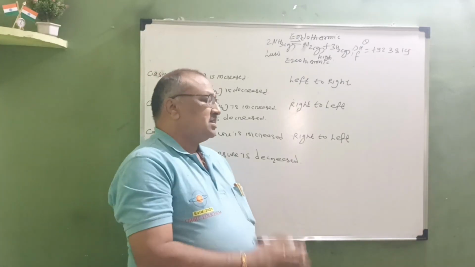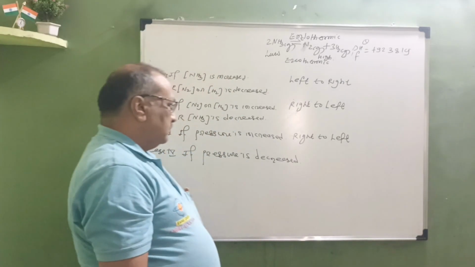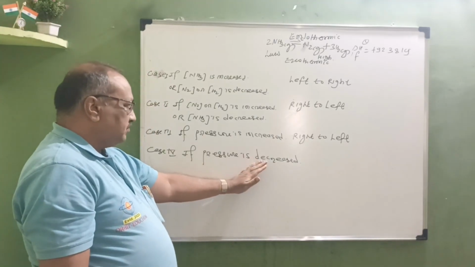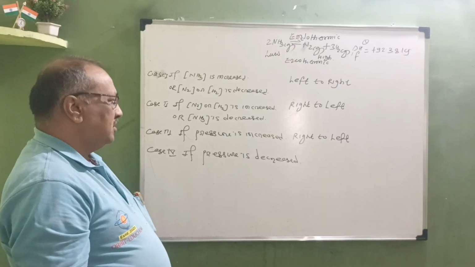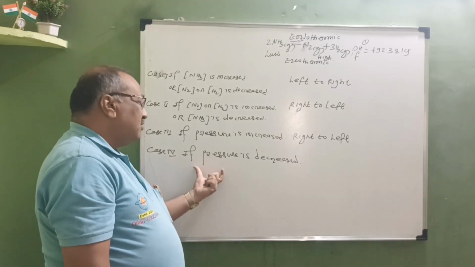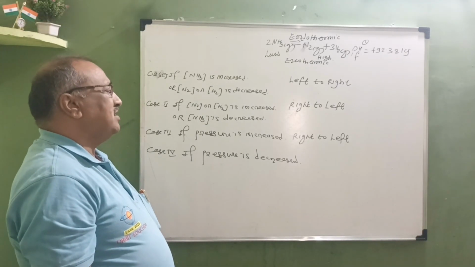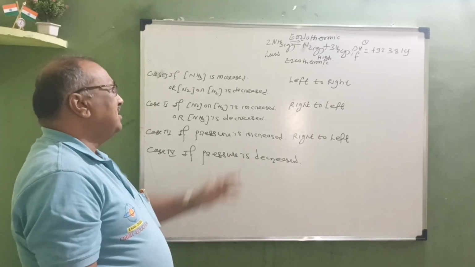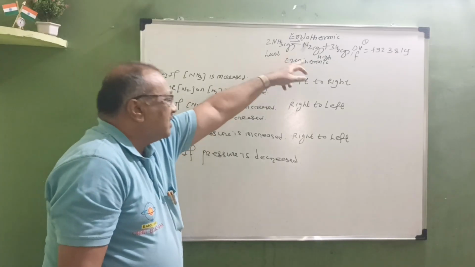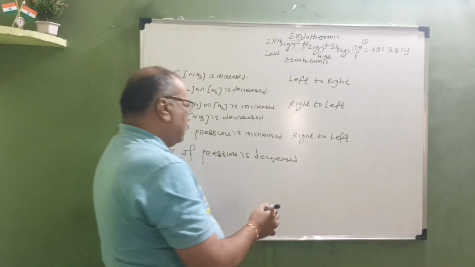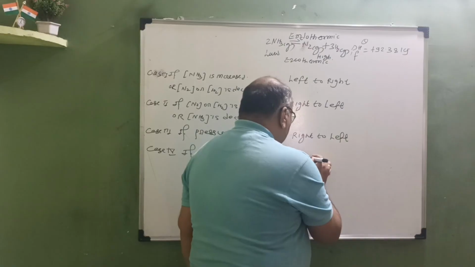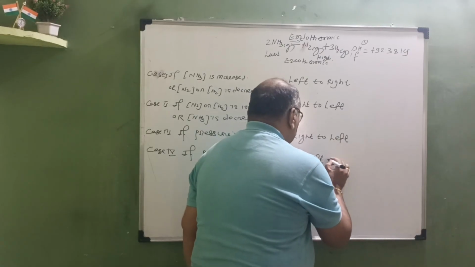Now same concept. Here pressure is decreased, meaning that equilibrium of this reaction will shift in the direction in which pressure is increased. Low pressure, high pressure, that means here left to right.